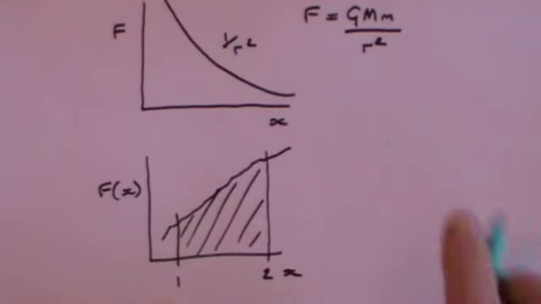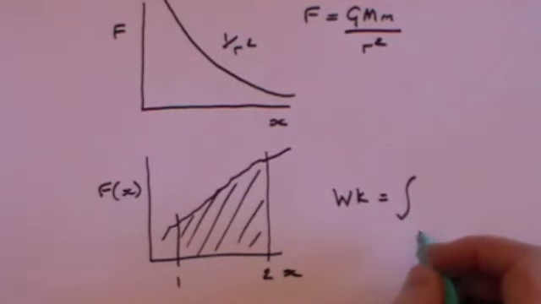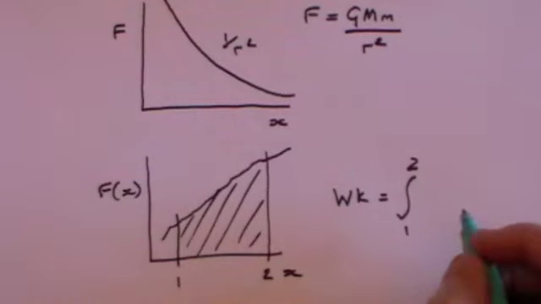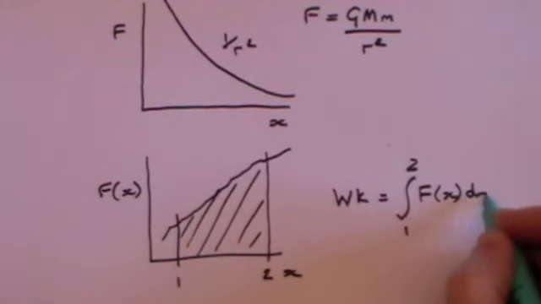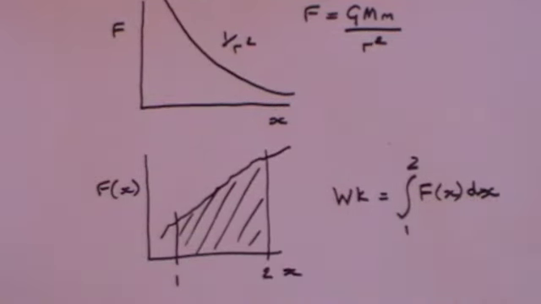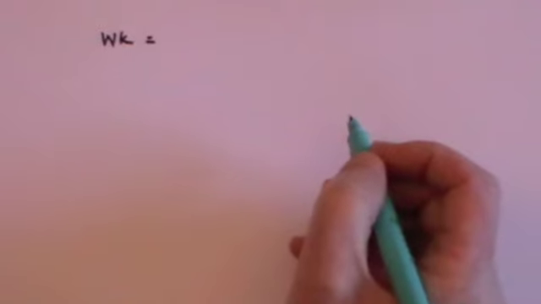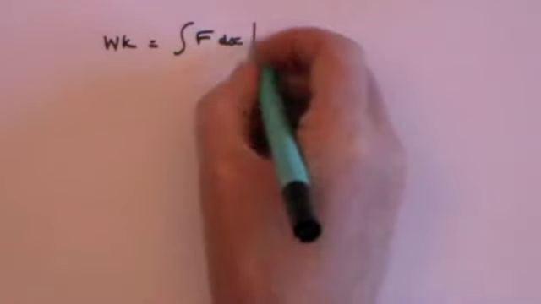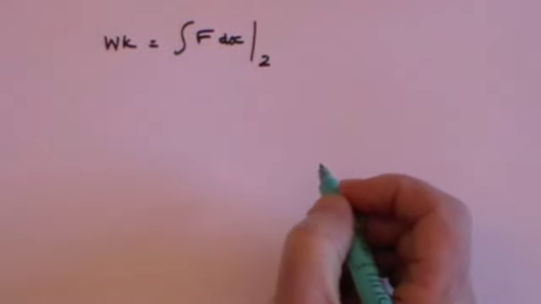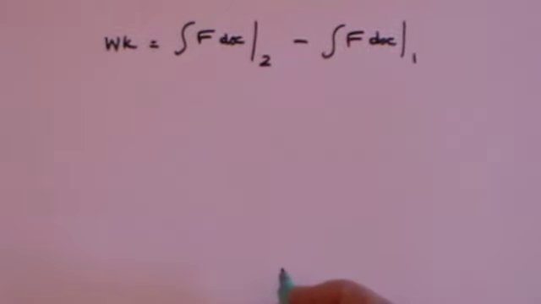And that is given by integrating, such that the work is equal to the integral from position 1 to position 2 of the force, which itself is a function of x, times dx. So the work will equal the integral of force f dx evaluated at the final position, that is position 2, minus the integral of f dx evaluated at the initial position, position 1.